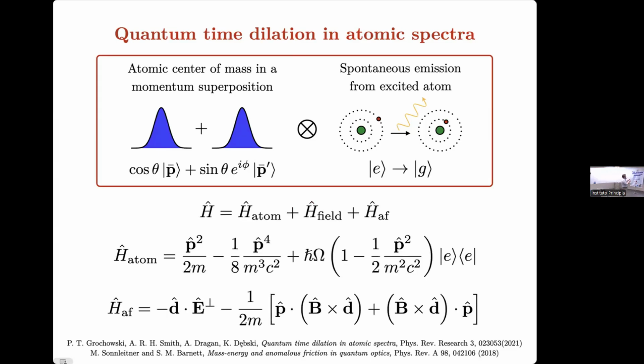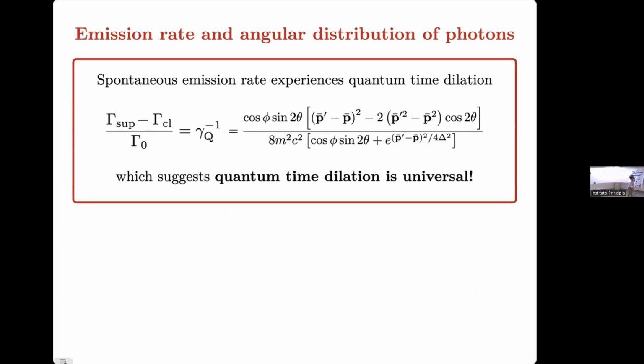So you can do an honest quantum optics computation. These are the Hamiltonians of the atom, the electromagnetic field, and the coupling. I won't go into detail, but the point is, you can look at the spontaneous emission rate, and you can compare the spontaneous emission rate of these wave packets in a classical mixture versus this superposition state, and you find that you get exactly the gamma Q inverse that I had shown before.